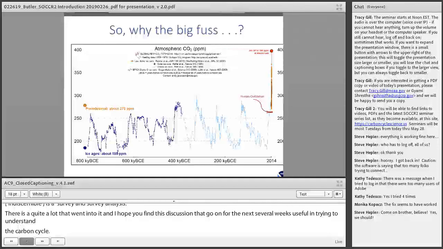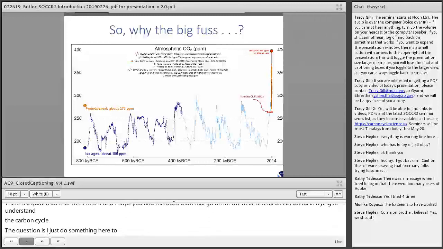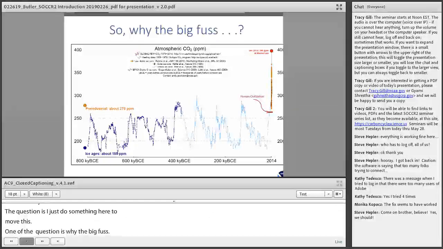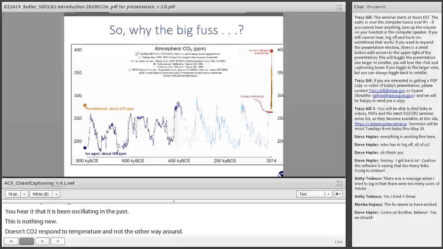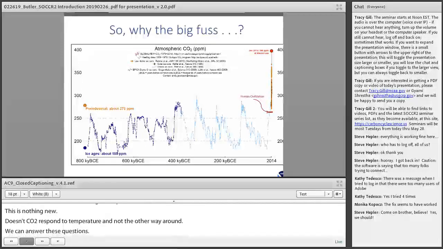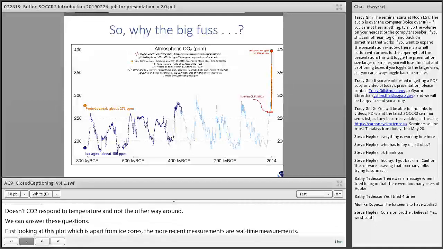So one of the questions is, why the big fuss? What is the deal with carbon dioxide? You hear a couple of things. You hear that it has been oscillating in the past, this is nothing new, or doesn't CO2 respond to temperature and not the other way around? So we can answer these questions. First, looking at this plot, which is a plot from ice cores, CO2 measured in ice cores. The more recent measurements are real-time measurements. If you look at this, going back 800,000 years, and don't pay attention to the small print there.